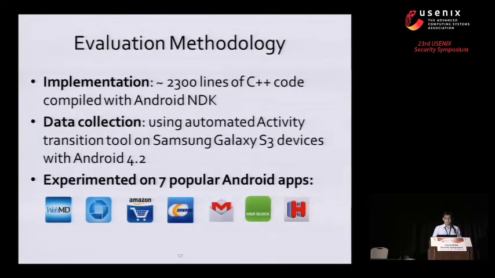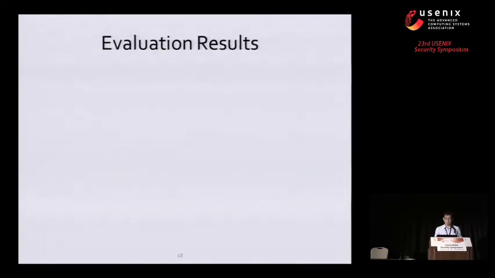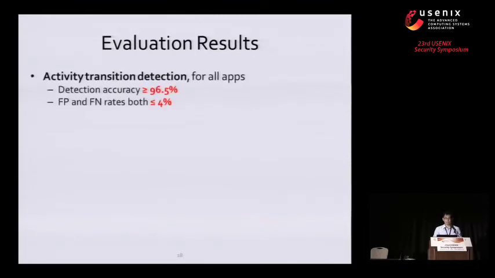So now it's time to evaluate our method. We implement it in C++, compiled with the Android NDK. We collect the data using our automated activity transition tool, which generates the activity transitions, on a Samsung Galaxy S3 device with Android 4.2. We do the experiments on 7 popular Android apps, like popular health apps, banking apps, financial apps, shopping apps, something like that. So here are the results.